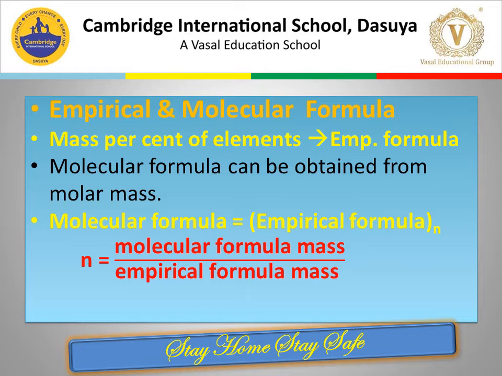n is equal to the molecular mass of the given substance divided by the empirical formula mass. This will give us the value of n, and from the value of n we can easily find out the molecular formula by multiplying the empirical formula with n.